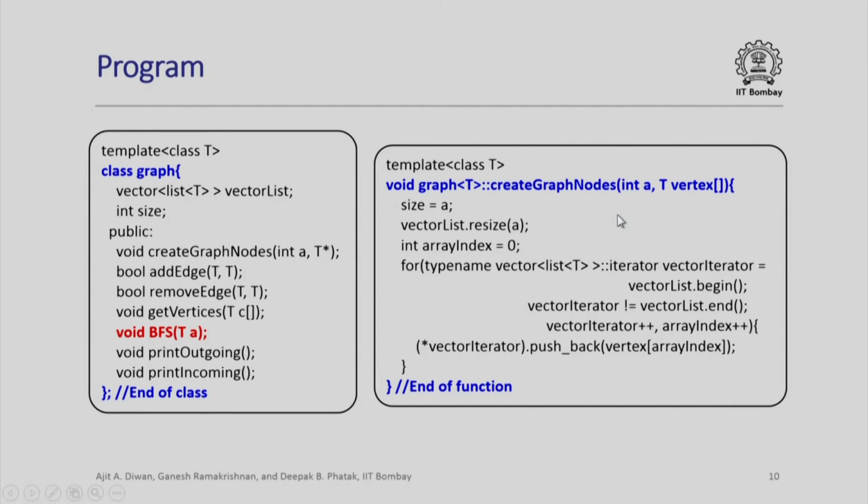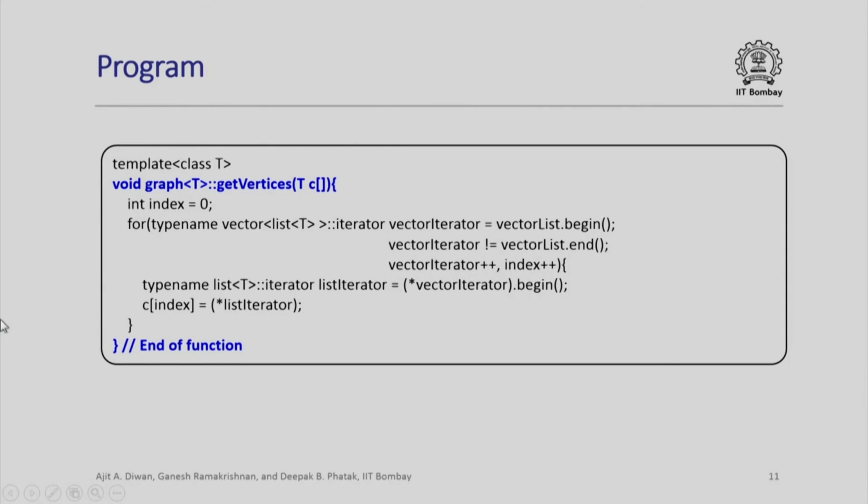The computer program that we write is amazingly similar to the one which we had written to implement the depth first search. For example, we have the class graph. Instead of the DFS, we now have a function called BFS. All other functions are the same. We have create graph nodes, which is similar to what we had written earlier. Next, we have get vertices, which will also work in exactly the same fashion as we had done earlier.